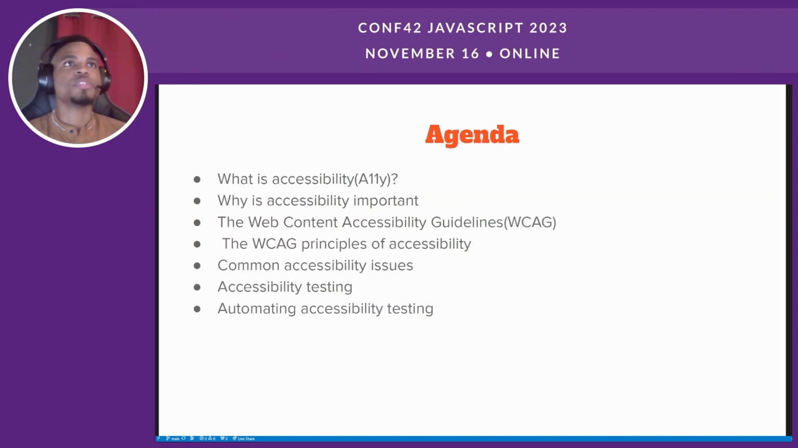What's on the agenda for this presentation? First, we will look at what is accessibility. Why is accessibility important? We will also look at the Web Content Accessibility Guidelines, WCAG. We will also look at the WCAG principles of accessibility. We will look at common accessibility issues. We will take a look at what is accessibility testing, and then we will finally look at automating accessibility testing.